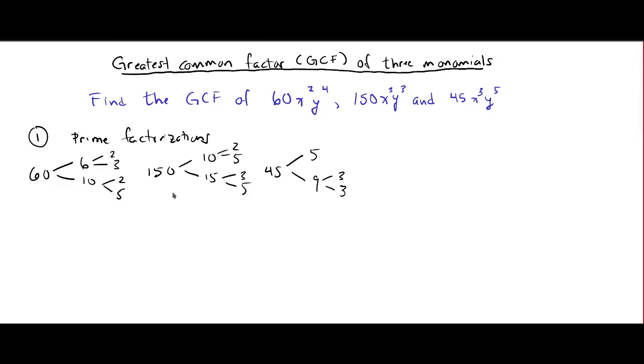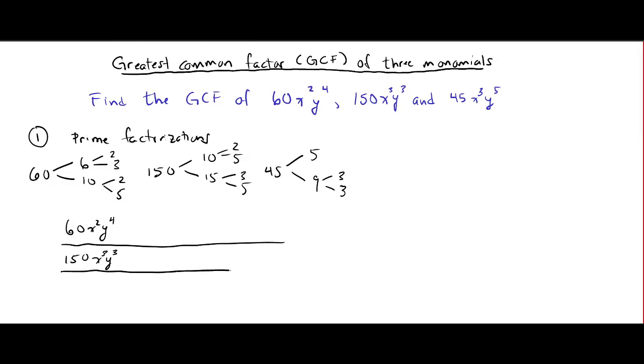So now we're going to make our table. We've got 60x squared y to the fourth, and 150x cubed y cubed, and 45x cubed y to the fifth. And we're going to expand these out into their factorizations using what we just did up here.